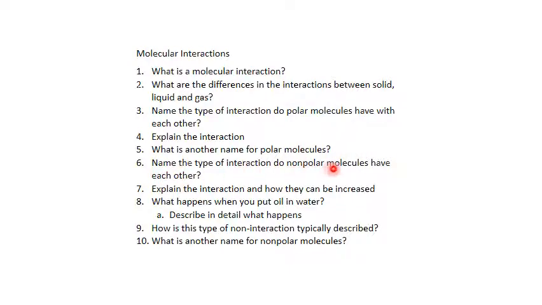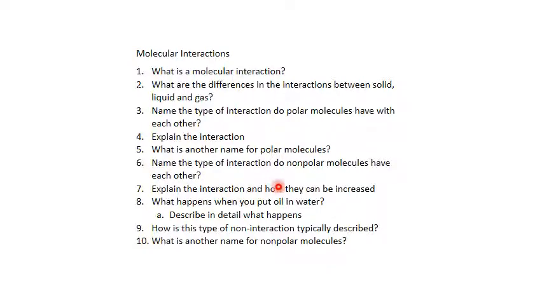Nonpolar molecules do not interact all that well, but they can. They just have to know how. They've got to learn how to like each other. And when they do interact, the interaction is called London dispersion forces, which I will shorten to LDFs. So the interactions are really, really weak electrostatic attractions.